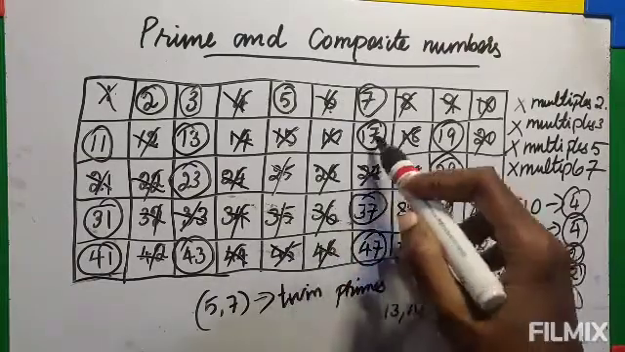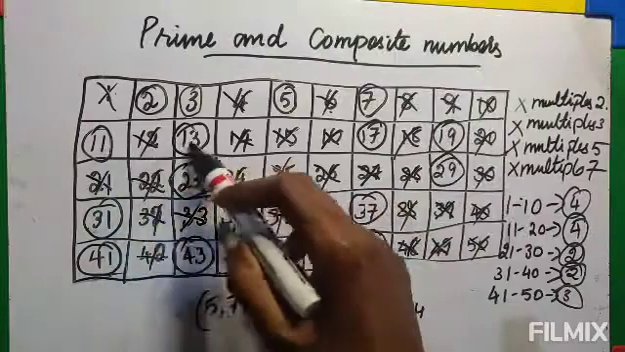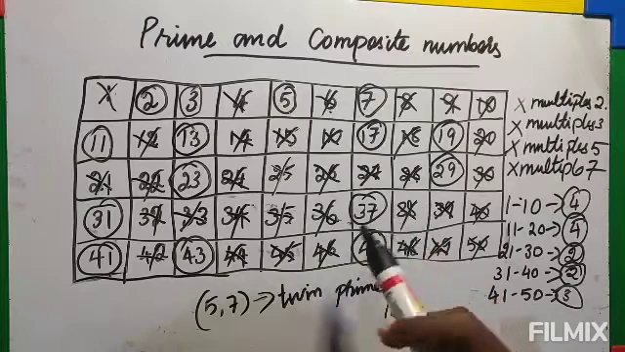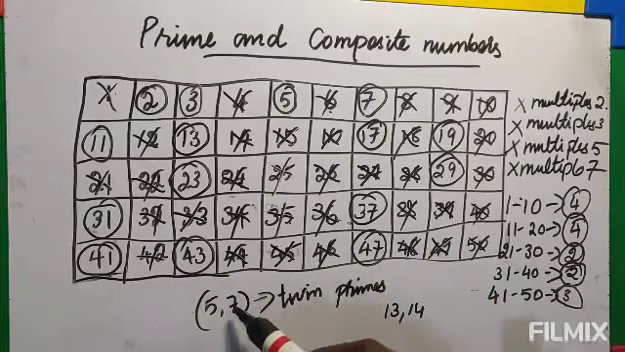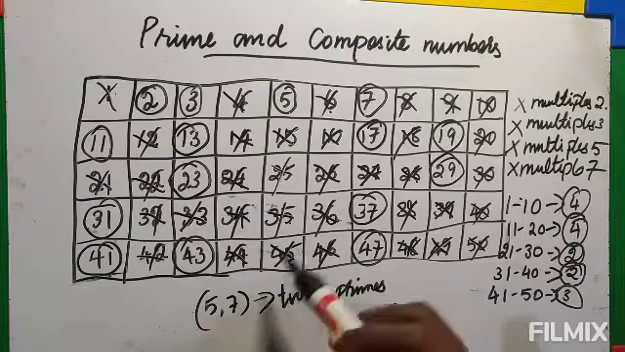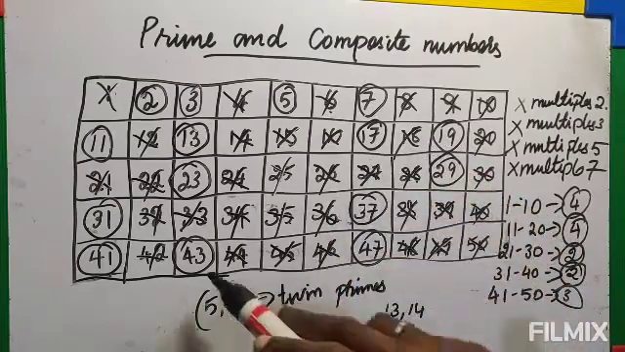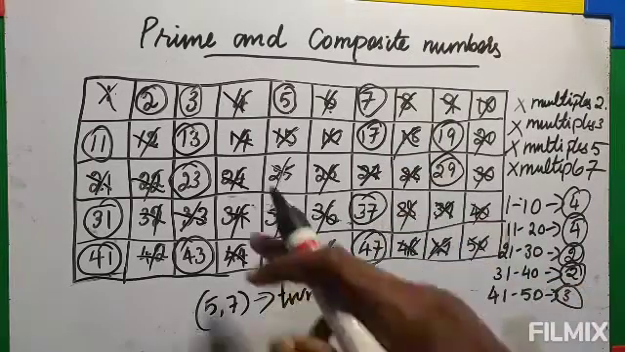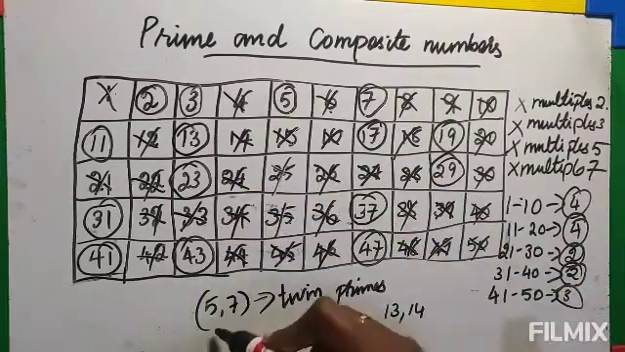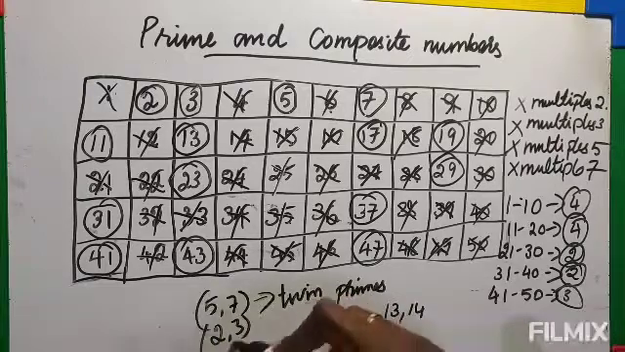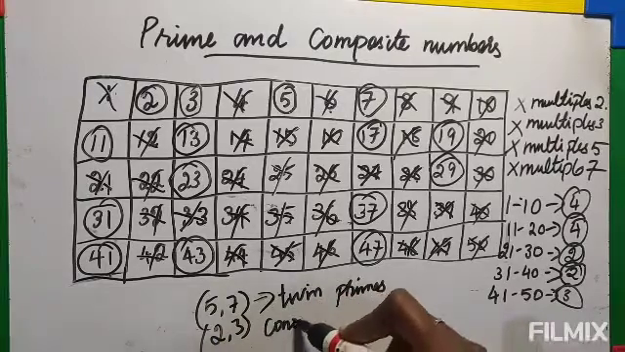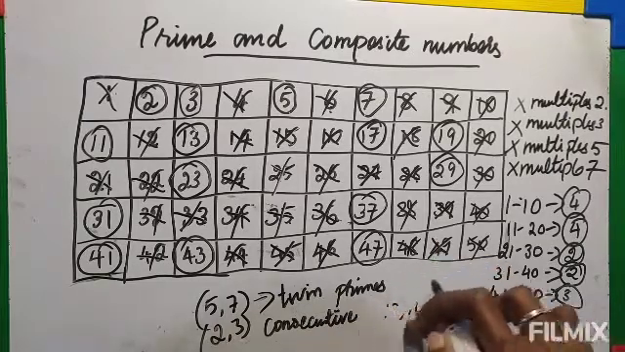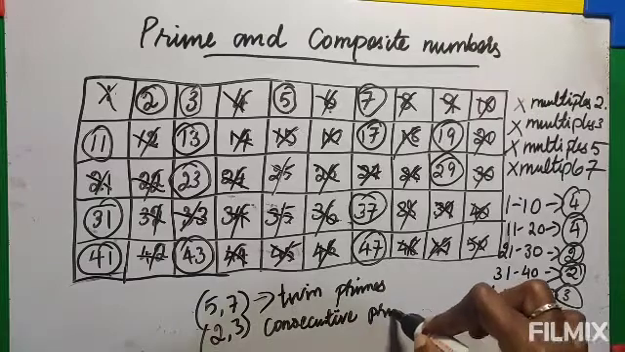In the same way you can say 17 and 19, 11 and 13, 41 and 43. For twin prime numbers, if you subtract, the difference is 2. 7 minus 5 is 2, 19 minus 17 is 2, 43 minus 41 is 2. So these are twin prime numbers, and 2 and 3 are consecutive prime numbers.